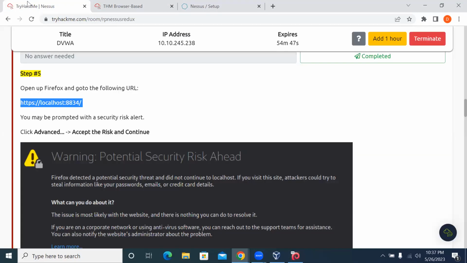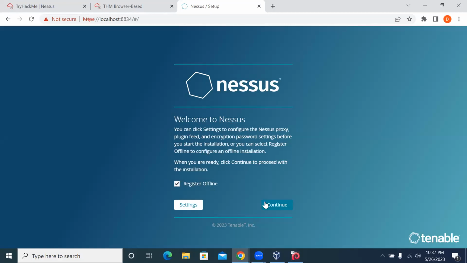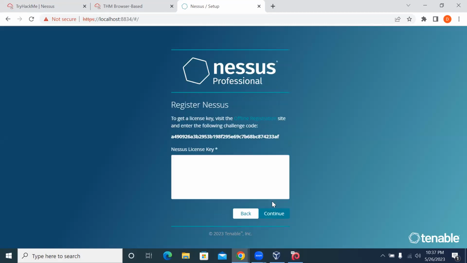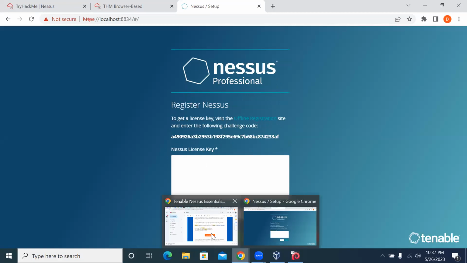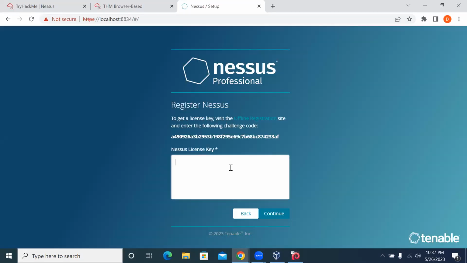Take your time and read through to understand what is there. But since we have ours coming up, let's register it offline. So we continue. You can see the Nexus expert we're talking about, Nexus Professional. They have actually changed a few things here. So let's use Nexus Professional. They're asking us to paste our license key. If this license key is still active, I'll just take it and paste it. But I don't think it will be active because they actually gave me the Nexus Essential license. But let's go ahead and try, see if it works.